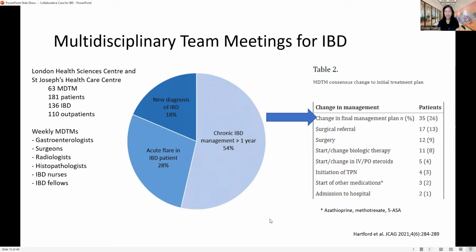So what they showed is that it actually does change clinical management. In 26% of their patients, it changed their final management plan. And then they list all their other outcomes from this multidisciplinary meeting, like a referral to surgery to move ahead with surgical planning. Some patients actually did go on and have that surgery, start or change a biologic therapy, add steroids, nutritional therapy, and other medications.